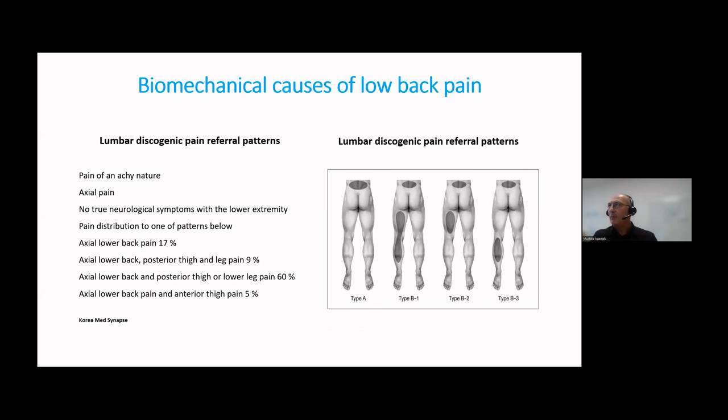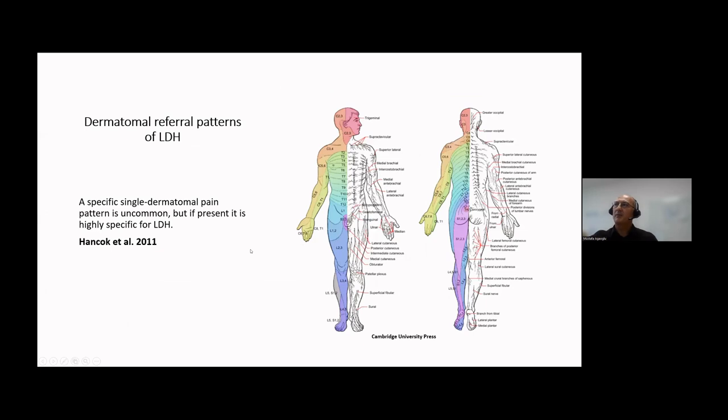When I look at the referral patterns for discogenic pain, it almost perfectly overlaps with facet issues. Again, you have axial pain patterns, in the lumbosacral area, lateralizing off to the paraspinals. You could have referral going down the leg, staying above the knee or below the knee, or both. Research shows that a specific single dermatomal level is actually very uncommon. However, if we do have a specific dermatomal presentation, it is highly specific of lumbar disc herniation.